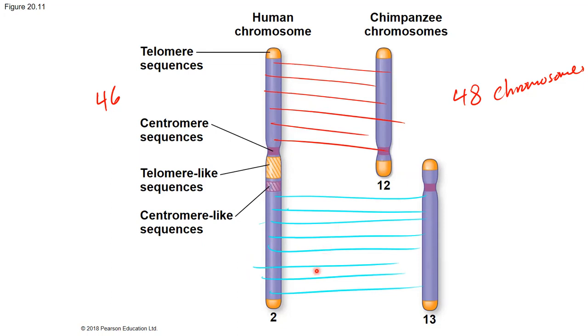So scientists hypothesize that these two chromosomes in humans are fused together. That's why we have 46 chromosomes, and chimpanzees still have these two chromosomes separate. That's why they have a higher number of chromosomes. Okay.